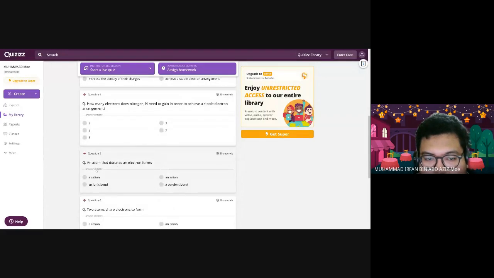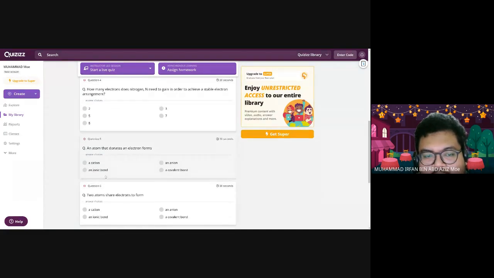Question 5. An atom that donates an electron forms... many of you answered an ionic bond. 6 correct, 9 incorrect. No, an atom that donates an electron becomes positively charged. Remember, there is a T in cation, like the positive sign. So it is a cation. An anion is negatively charged when it receives an electron.